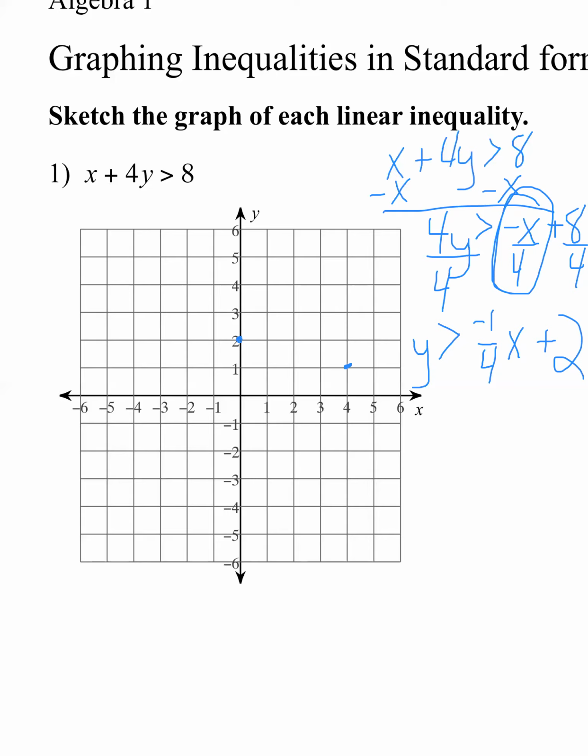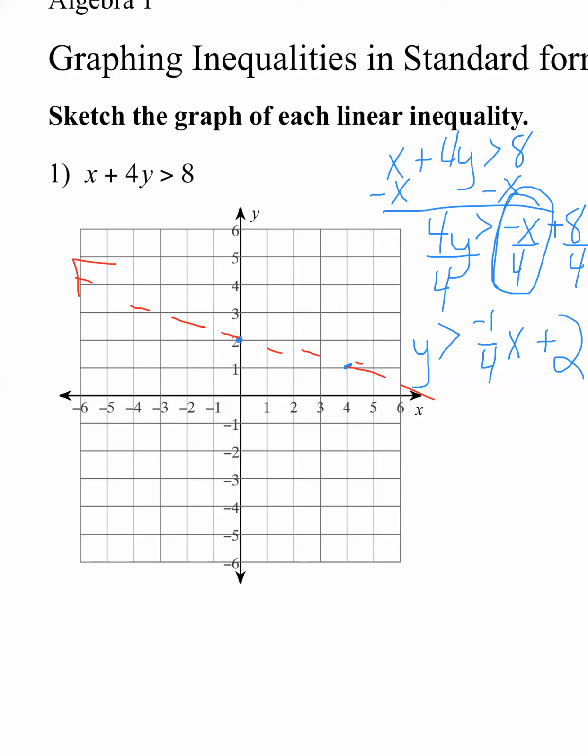I'm going to change colors just to see it a little bit better. So let's see, something like this. Okay, there's my line.